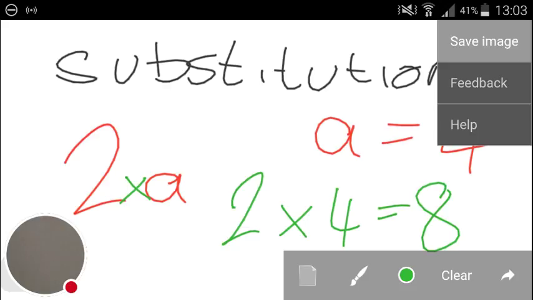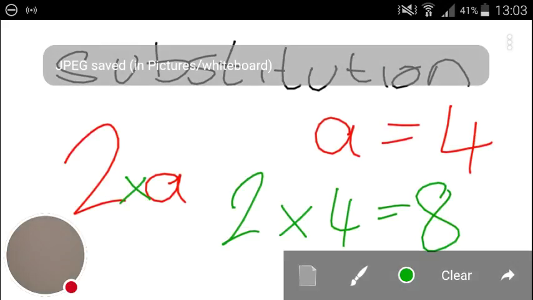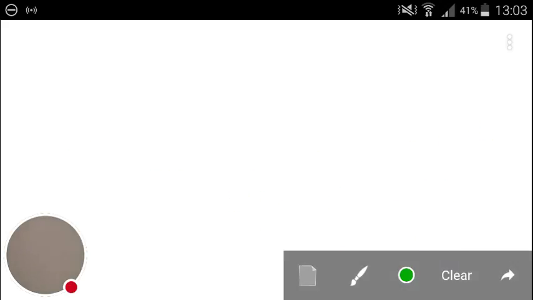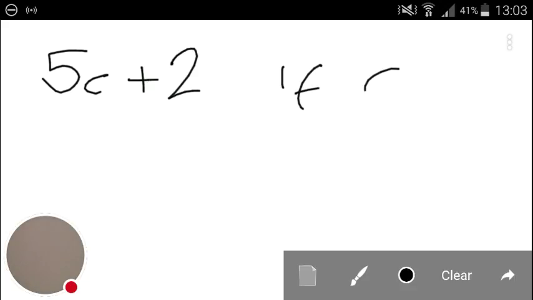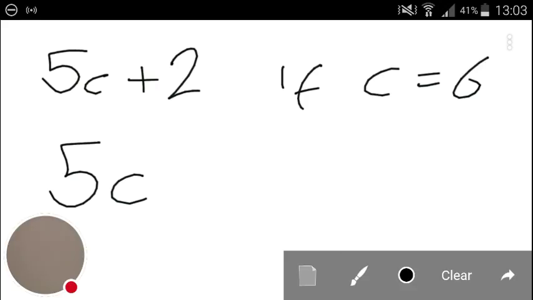If I was to move on to a bit more of a difficult one, so let's write it on here. So I've got 5c plus 2 if c equals 6. So again, I've got my 5c. They're right next to each other, so that means 5 times c.